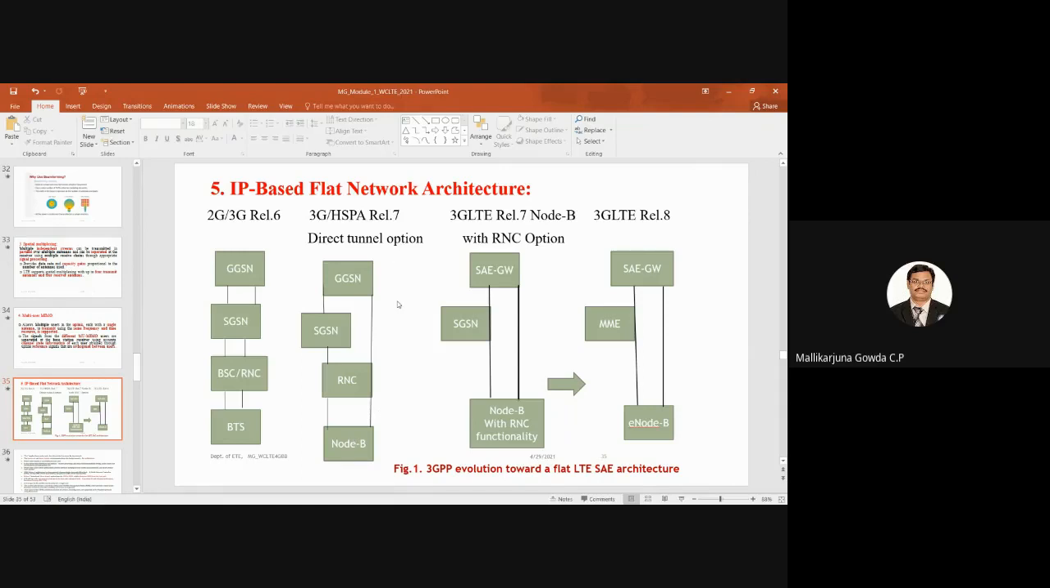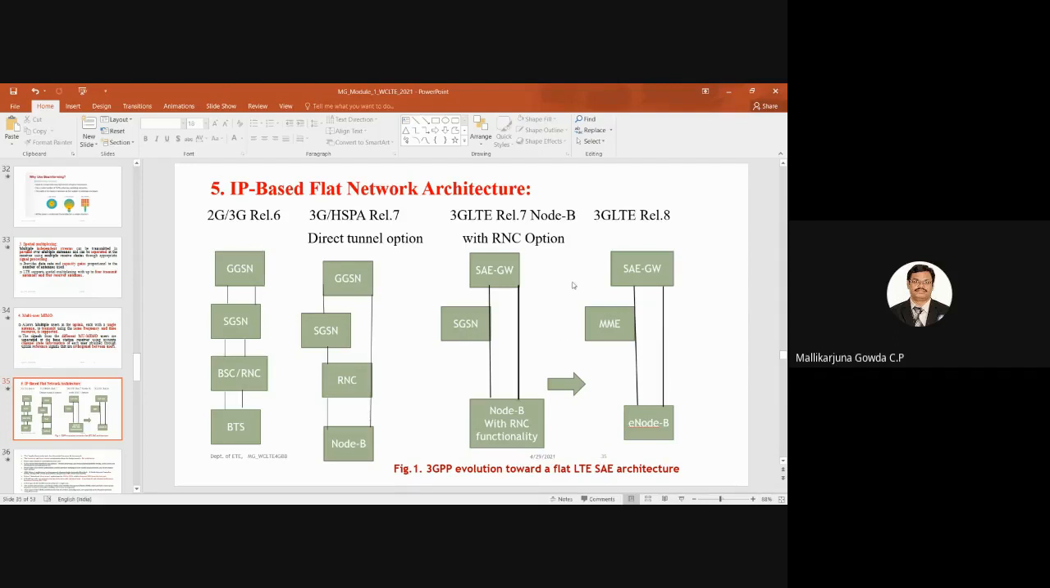Okay, then the next version, that is 3G LTE release 7. Here the functionality of RNC is also brought down to node B. Okay, so now node B with radio network controller functionality. So that has been brought to the lower network element only. Then there is a direct path to SAE gateway. Then another one is through SGSN, so as usual with the previous one. So here the number of elements is only 2, what I can say, for the direct data path, and for control path it is through SGSN, right?